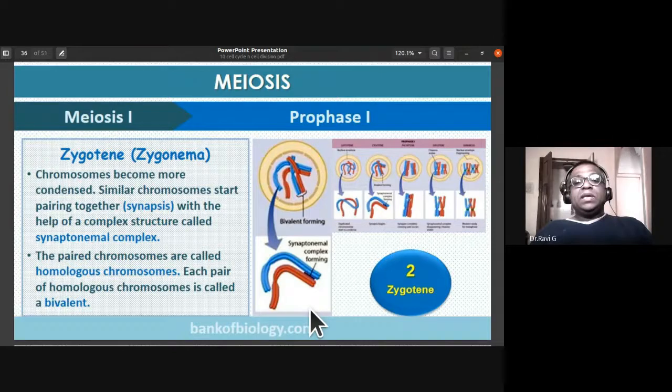Okay, so the pairing up of chromosomes takes place, synapsis, with the help of a complex structure called synaptonemal complex. So there is a formation of synaptonemal complex which holds together this pair of similar chromosomes, which we call homologous chromosomes. Each pair, these two of them together, we call a bivalent. Each pair of homologous chromosomes is called a bivalent.